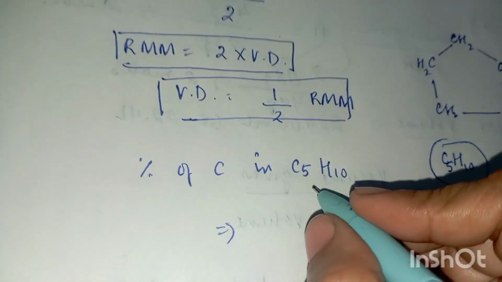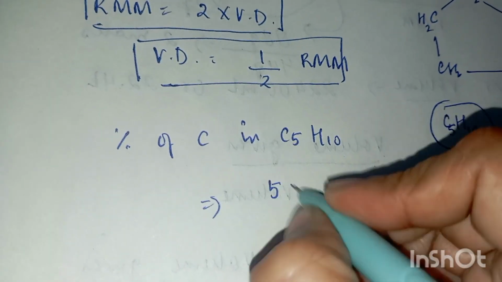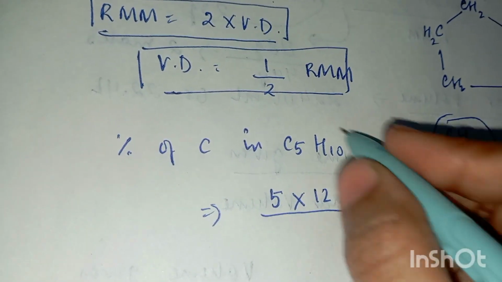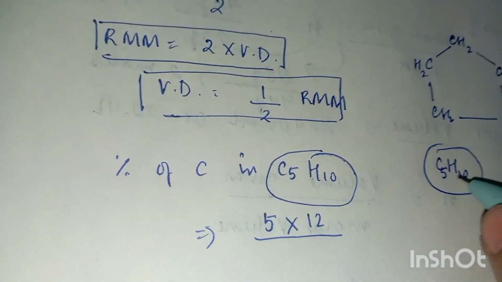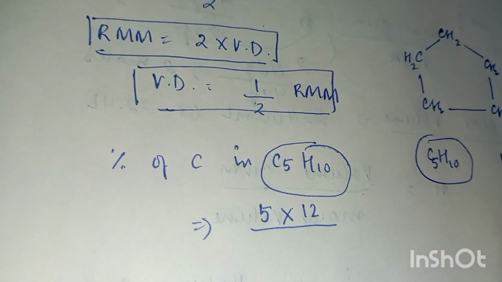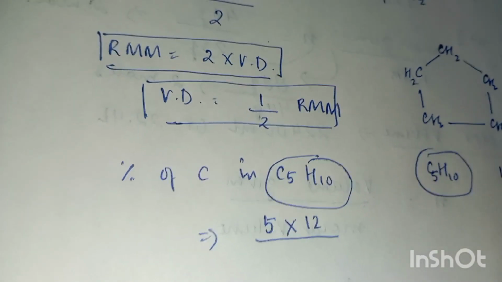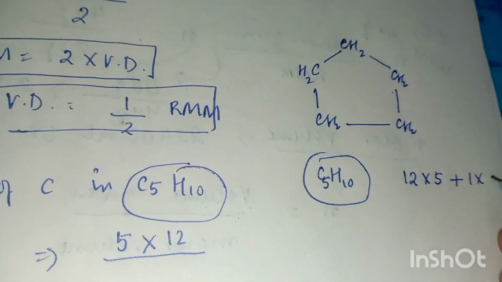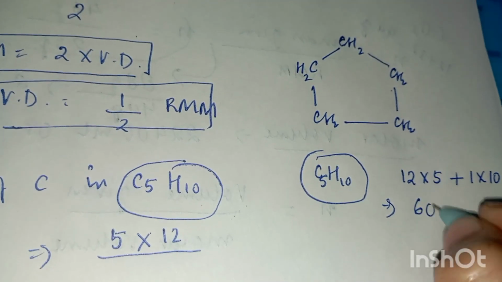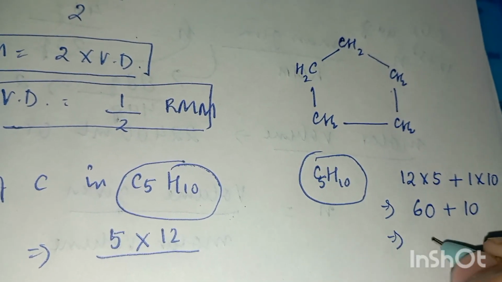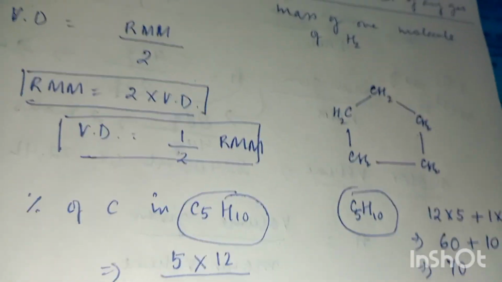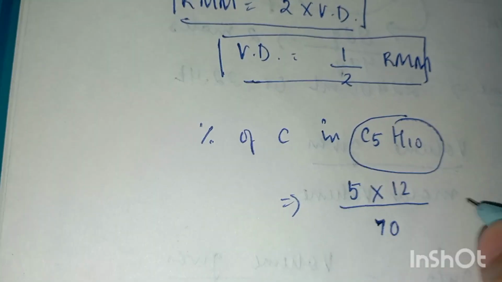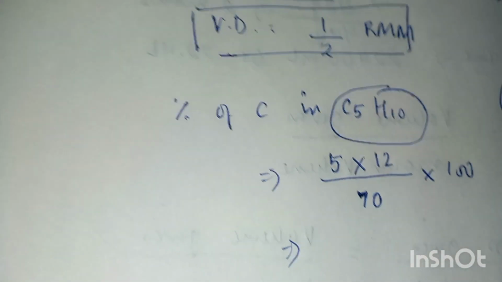is equivalent to how many carbon atoms are present? 5 carbon atoms are present into the atomic mass of one carbon atom, that is 12, upon the relative molecular mass of this compound. So for the relative molecular mass, how many carbon atoms are there? 5. So 12 into 5 plus how many hydrogens are there? 10. And the relative atomic mass of one hydrogen is 1. So 12 fives are 60, 60 plus 10, that is 70. So the relative molecular mass is 70. So upon the relative molecular mass or molar mass, 70, into 100. So you can calculate it further now.